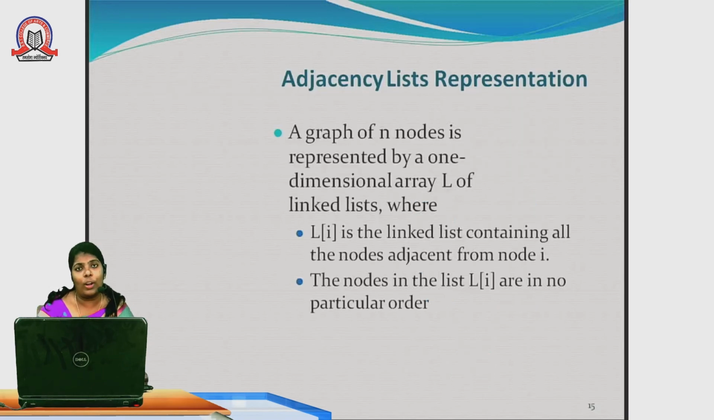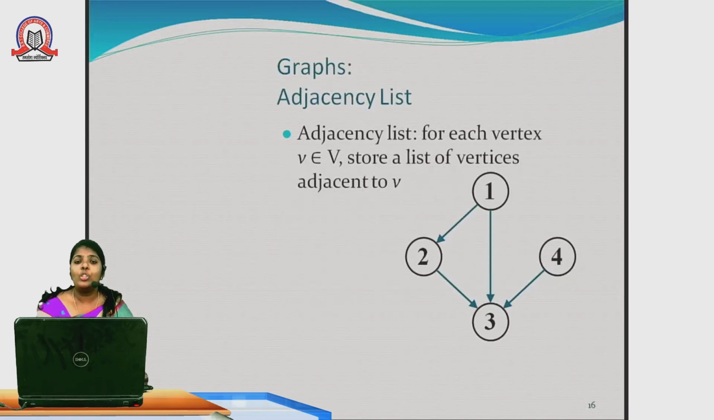Now we know a graph can be represented in the form of an adjacency matrix. Another one is the adjacency list. Now we are going to see the adjacency list representation. A graph of n nodes is represented by a one dimensional array, where each entry is a linked list containing all the nodes adjacent from node I. The nodes in the list of I are in no particular order.